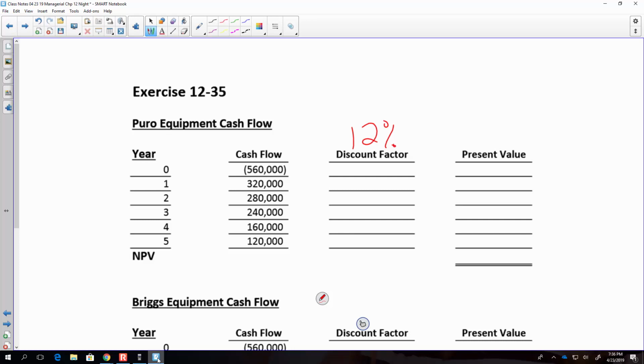So I've already got it laid out. The discount factors, obviously 1 in year 0. So I'm spending $560,000. That's what I'm spending. That's my investment. And then I'm going to go to page 670 because it's an uneven cash flow. I got to discount 5 different periods. So here are my numbers. 0.89286, 0.79719, 0.71178, 0.63552, and 0.56743.